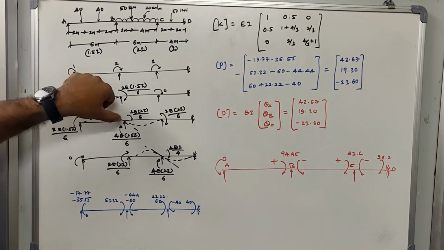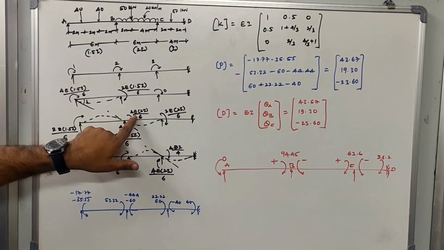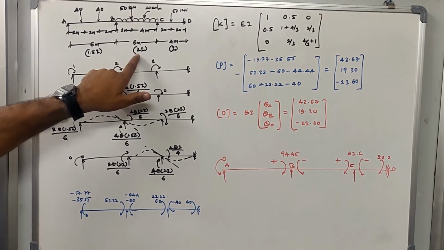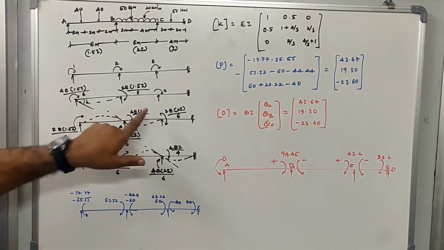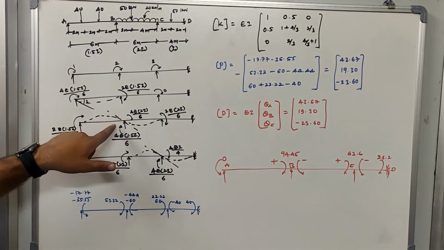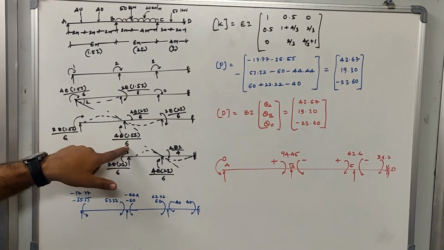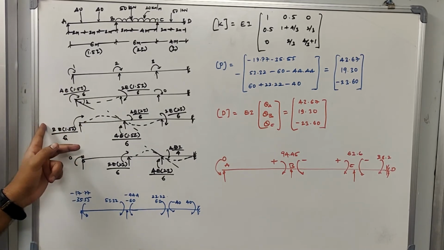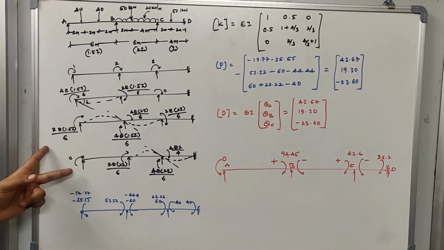So at the second coordinate I'm applying the unit rotation. Because of that, for member BC, the moment that is created is 4E into 2I divided by 6, because the I value of member BC is 2I. Similarly, because of the unit rotation at joint B, member BA will also be subjected to a moment of 4E into 1.5I divided by 6. Now let us see the carryover moments at the far ends. On AB it will be 2E into 1.5I divided by 6.